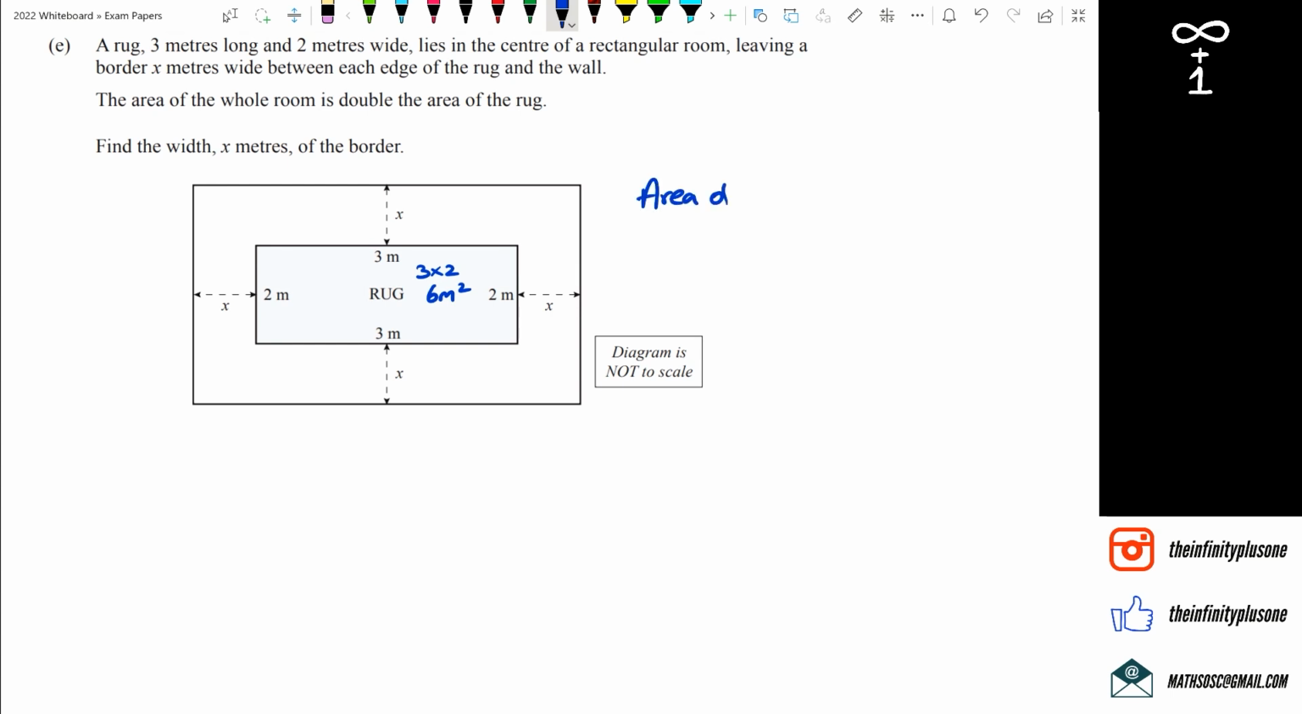So the area of the room is going to be 12 meters squared, because it's double of 6. And now we need to come up with an equation for the base and the height of this rectangle. If you look at the base of this rectangle, from here to here is x, from here to here is 3, and from here to here is another x. So our base is actually 2x plus 3.